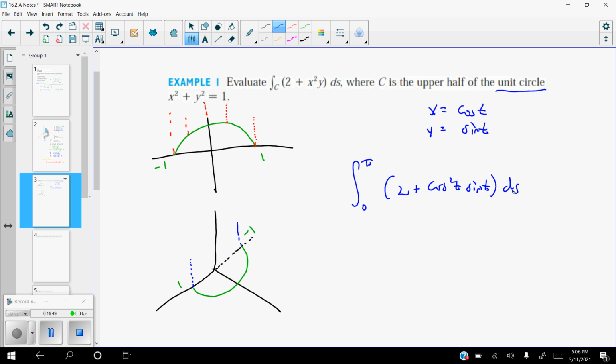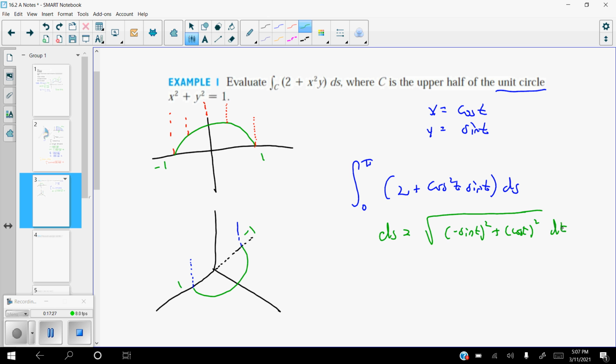But then we need to figure out what ds is. Well, ds is, in this case, the square root of dx over dt squared plus dy over dt squared. So let's write this down separately. ds is going to be the square root of the derivative of the x part squared. The derivative of cosine is negative sine, squared. The derivative of the y part, which is sine of t, is cosine t, squared, dt.